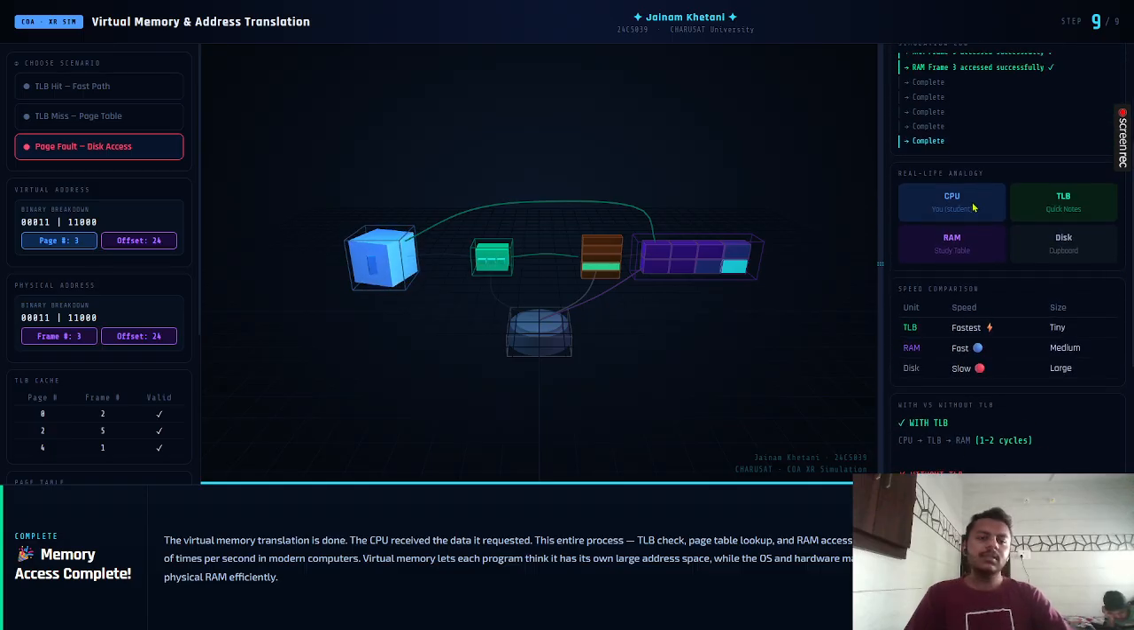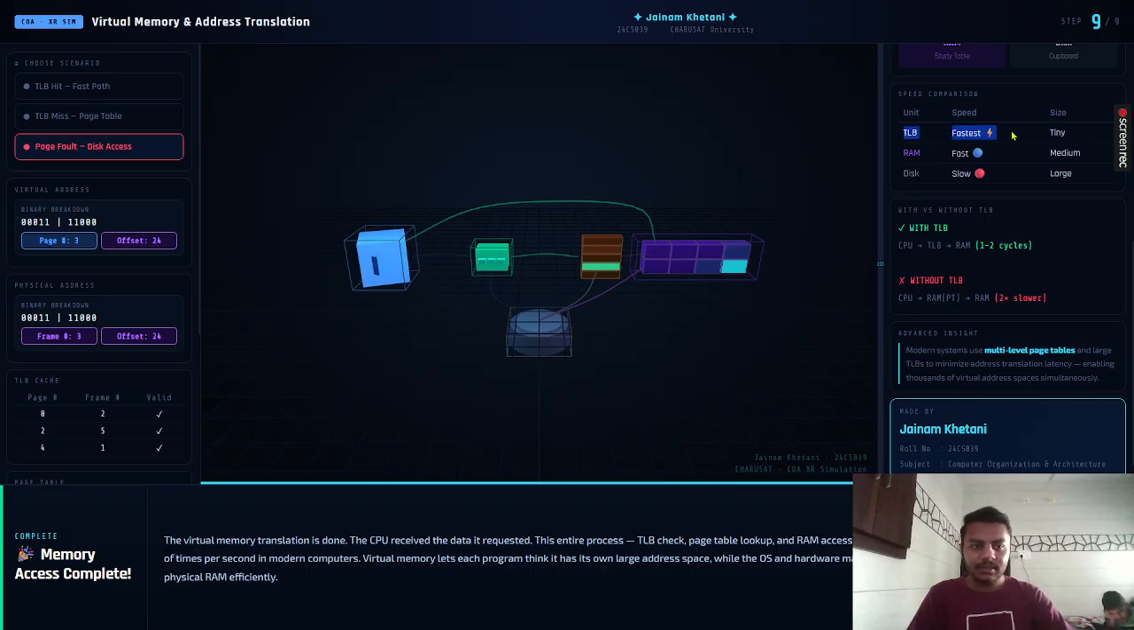So it was a real life analogy. CPU means a student like me. TLB means quick notes, which I refer to just an hour before the exam. Then RAM means the study table, the actual primary memory, and disk means the cupboard where my books might be kept. They are not used daily or frequently. RAM means my study table where I will put the books which are used frequently, which I will access many times. Then we have the quick notes that I told you about, and the CPU.